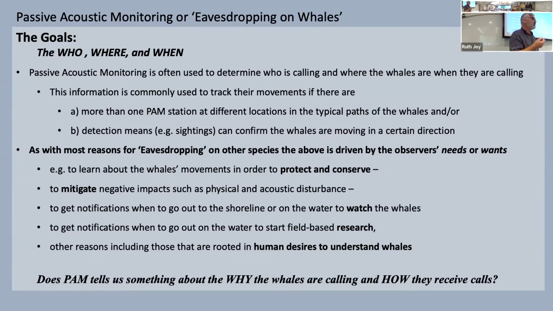But it's going to be much harder to think about things like, why are they doing what they're doing? And, for example, how are they actually vocalizing? How does the sound travel through the environment? Mike did a good job in bringing some of the stuff up.